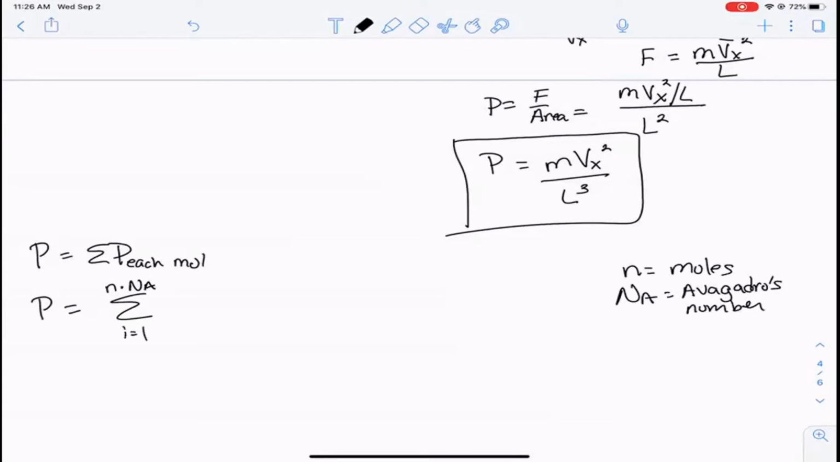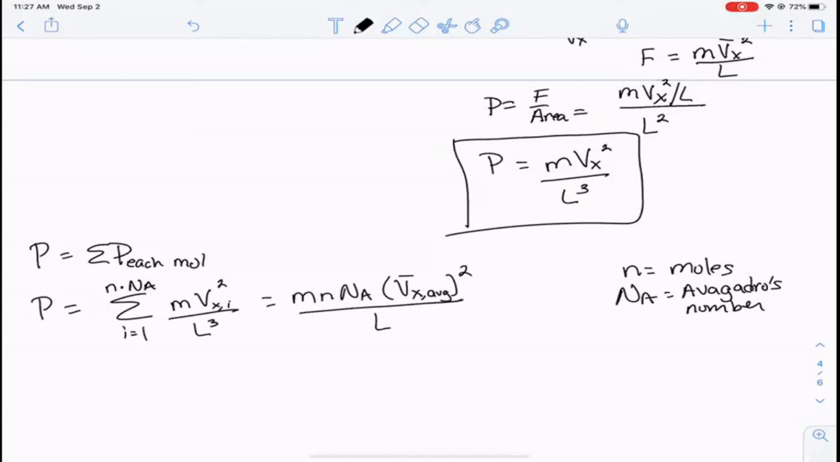And so that gets us to sum over every molecule in the box, and that is just m times Vx of that species squared divided by L cubed. And that is just equal to, if you think about it, the mass of each individual molecule times N times Na times the average velocity in the x direction squared divided by L cubed. And I know derivations aren't a lot of fun, but trust me, we'll get somewhere we want to be relatively soon.